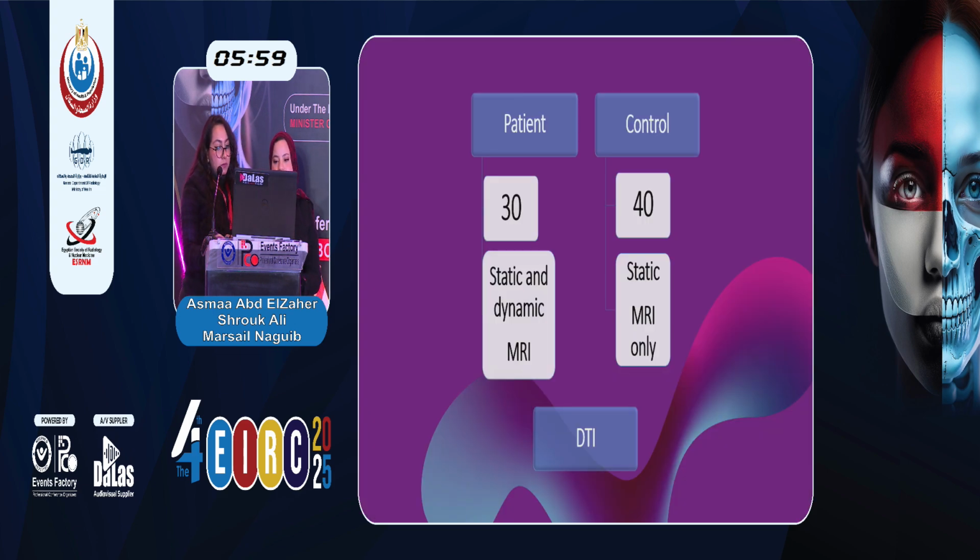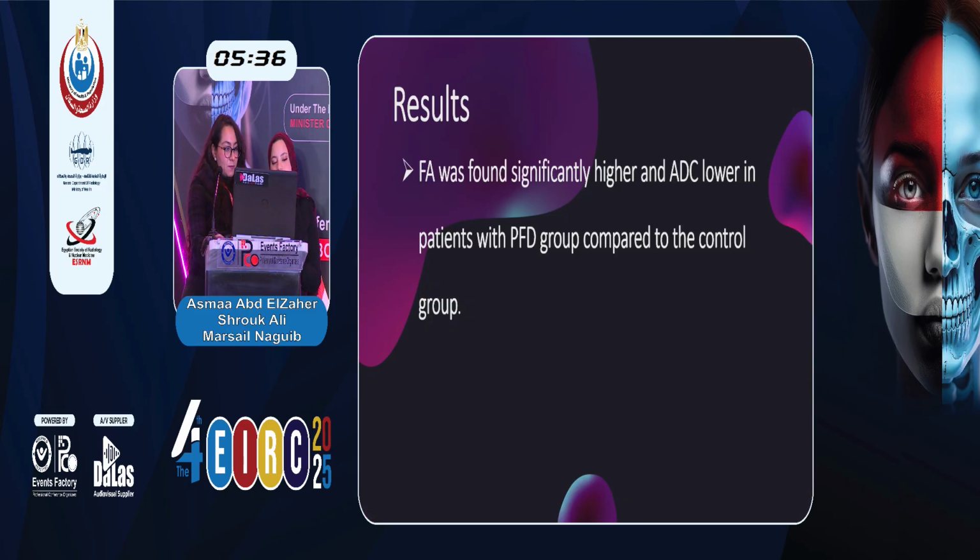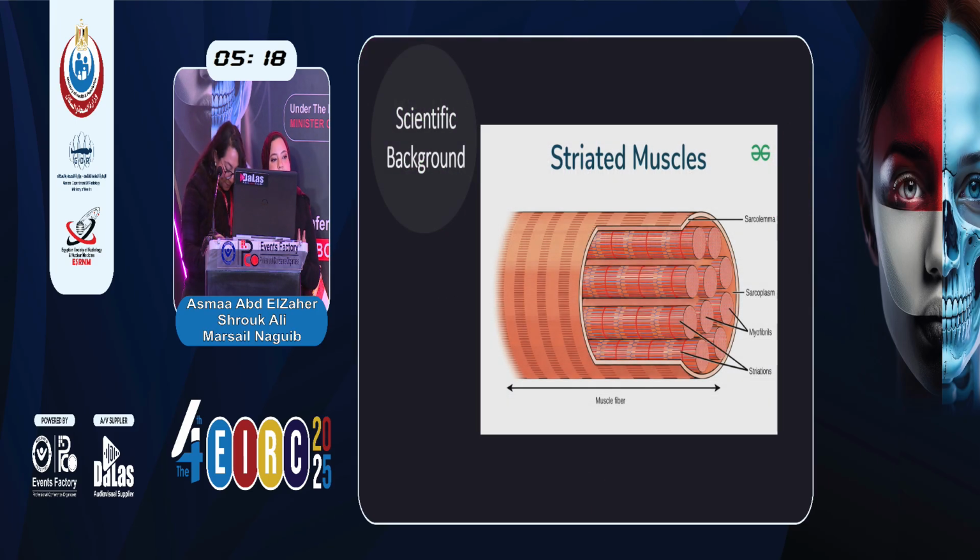So, going back to our study, it was conducted with 3 adult patients with different pelvic floor disorders. They have done both static and dynamic MRI, and the control candidates have done the static only. Both groups underwent the DTI technique. The result was a big surprise. The fractional anisotropy was found significantly increased, and ADC was lower in the patient group in comparison to the control group. But hold on, we can explain.